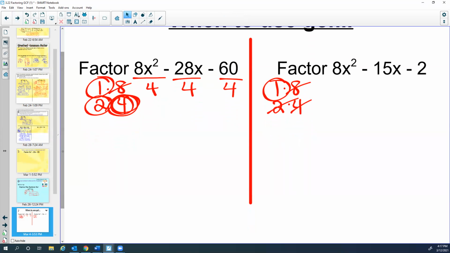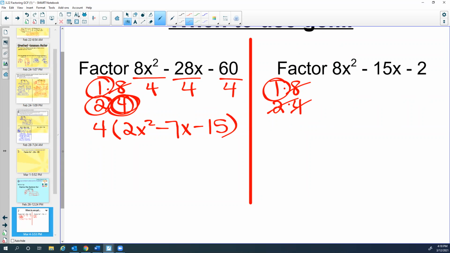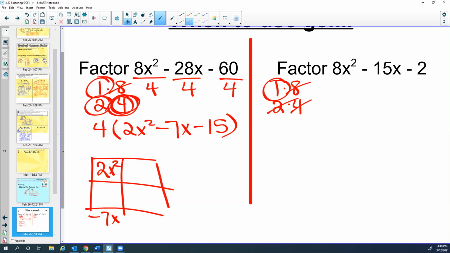Let's start with the one on the left, where I had to divide by 4 at the start. So I get 4 parentheses, 8x squared divided by 4 is 2x squared. Negative 28x divided by 4 is negative 7x, and negative 60 divided by 4, we said earlier, is negative 15. So now let's go ahead and put everything in our box, which is 2x squared minus 7x minus 15.